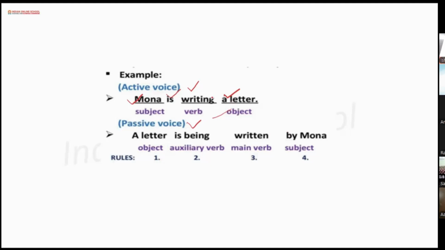The object here is a letter. So it will come first, in the place of the subject. A letter is being written. Written is the third form of the verb, and by Mona. "By Mona" was the subject in the first sentence, and now it has come to the place of the object. Okay? Understood, everybody?